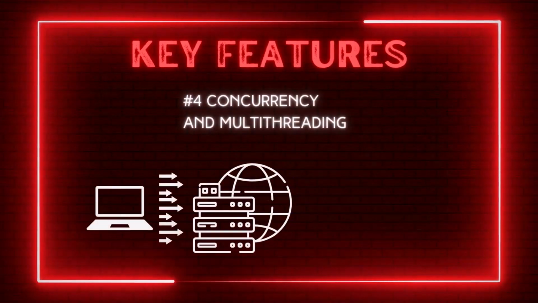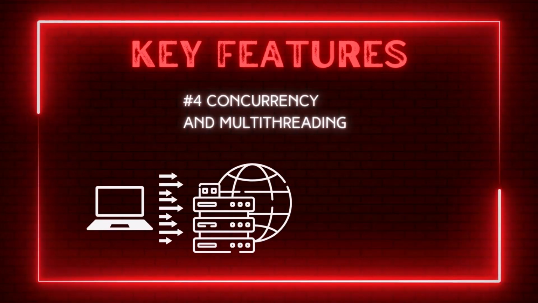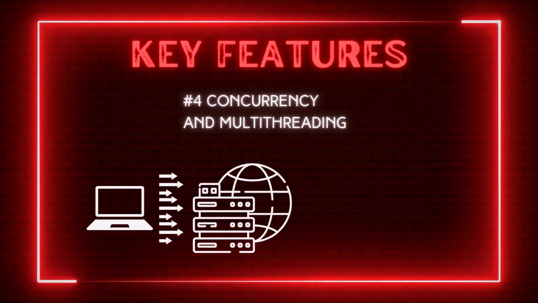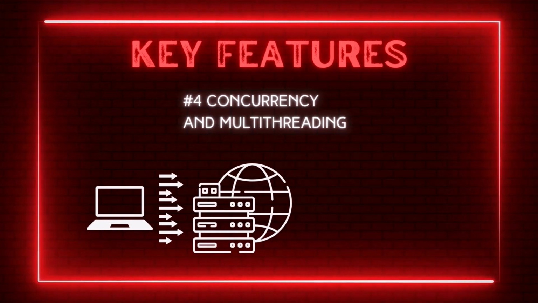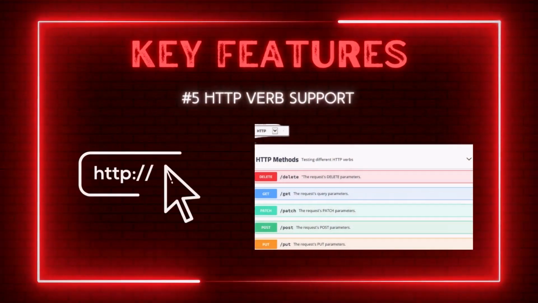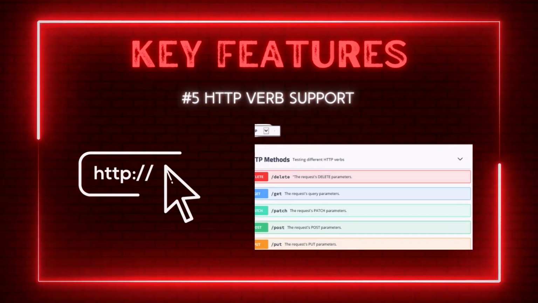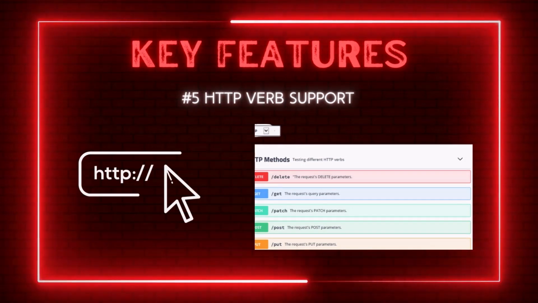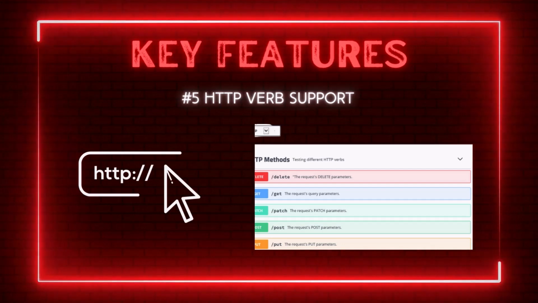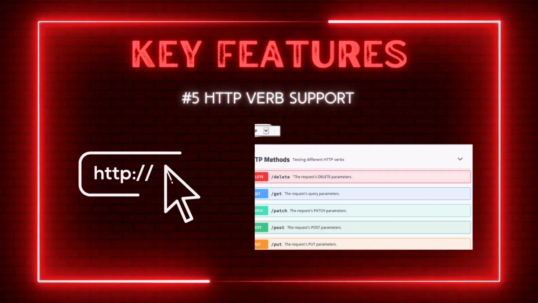Number four, concurrency and multi-threading. Feroxbuster is designed to take advantage of concurrency and multi-threading, allowing you to optimize the scan and increase the speed of the discovery process. This feature is particularly beneficial when dealing with large-scale applications. Number five, HTTP verb support. Feroxbuster is not just limited to GET requests. The tool supports various HTTP verbs, enabling users to interact with web servers using methods like GET, POST, PUT, DELETE, etc. This flexibility ensures that Feroxbuster can adapt to different web application architectures.